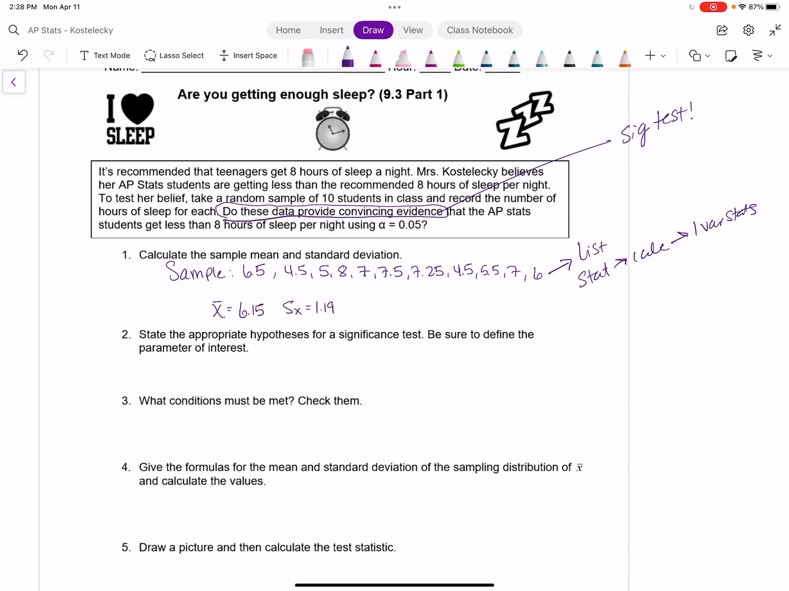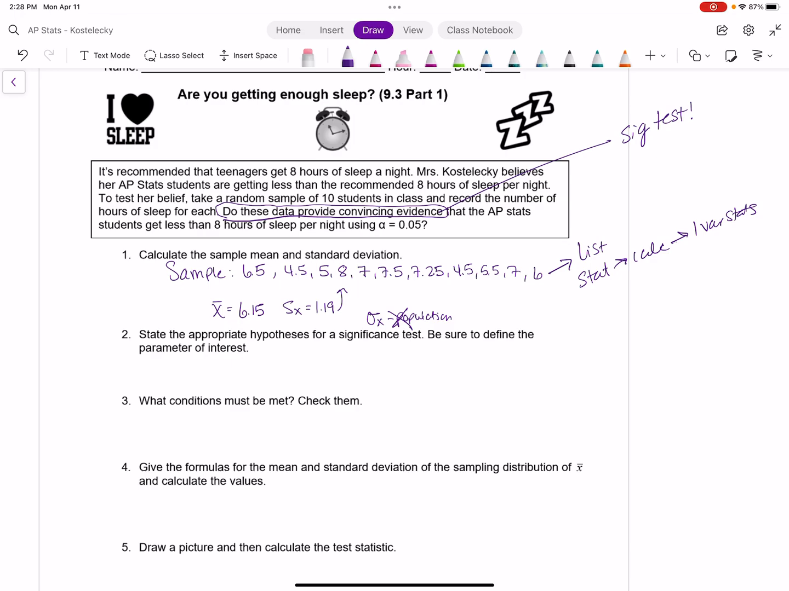Remember that you're going to use the sample standard deviation, the one that's S of X, the one that looks like this, not the mu or the sigma of X. This is for your population. But we don't have a population, we have a sample of 10. So we want to use the S of X, not the sigma of X.